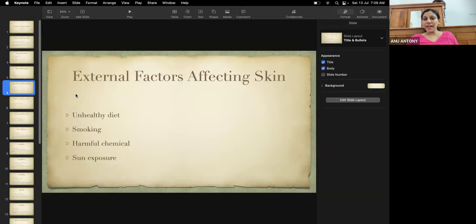A few external factors affecting the skin are unhealthy diet, smoking, harmful chemicals like mineral sunscreen, very strong shampoos or creams for the hair, and sun exposure. These will also affect skin aging and hair loss, and the shininess of the hair.